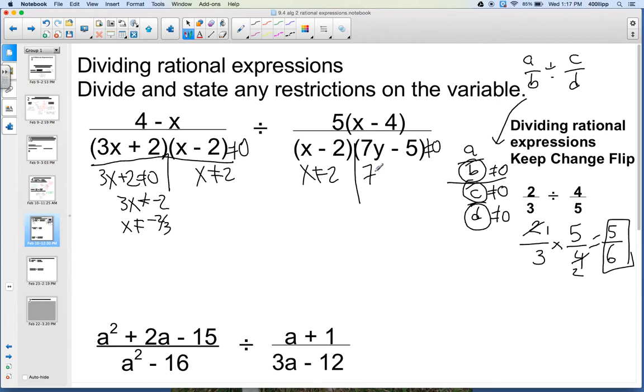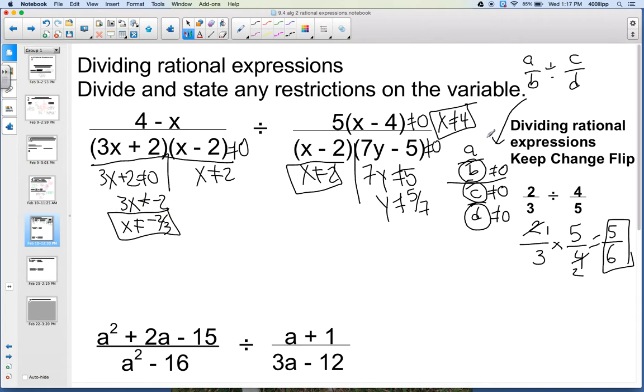This one, 7y cannot be 5, so y cannot be 5/7. And this one here cannot be 0, so x cannot be 4. So we have x cannot be 4, x cannot be 2. This one is repeating, so you don't have to write it again. x cannot be negative 2/3, and y cannot be 5/7. Those are your 4 restrictions.